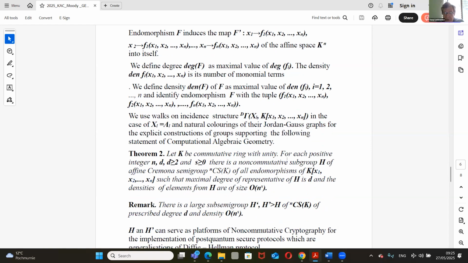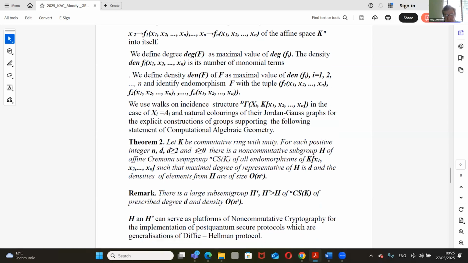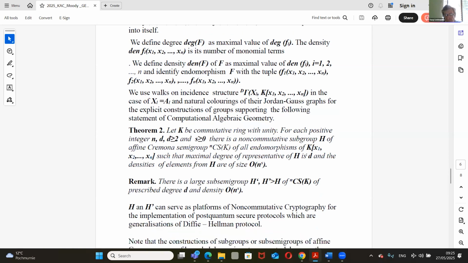Let K be a commutative ring with unity. For each positive integer n, and integers d at least 2, and s bigger or equal 0, there is a non-commutative subgroup H of the affine Cremona semigroup CS_n(K) of all endomorphisms of K[x1, x2, ..., xn] such that the maximal degree of representatives of H is d, and the density of elements from H is of size n^s. So we can form a subgroup of the affine Cremona semigroup with elements of prescribed degree and density.